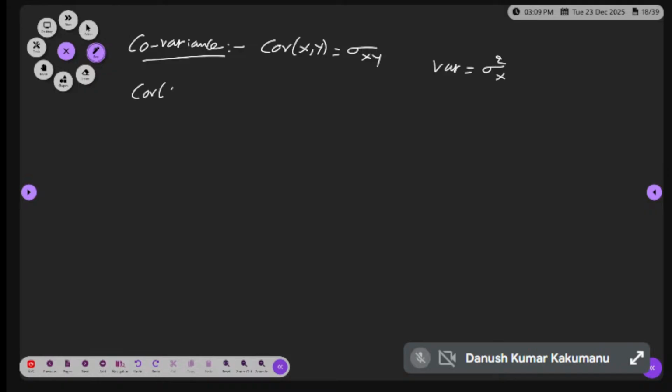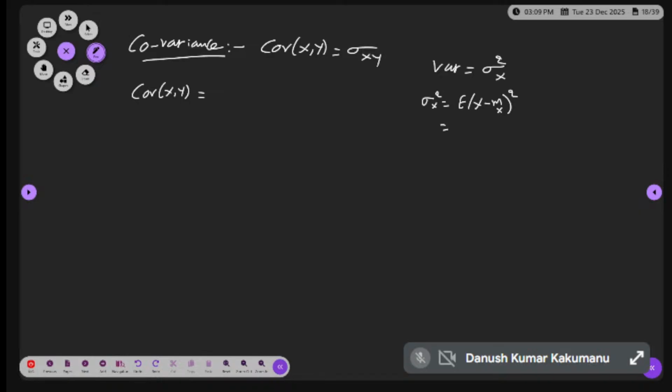Covariance of x comma y. Just listen here. This variance formula only we are modifying. What is the variance formula? All of you know the variance formula is the expectation of (x minus m) whole square. This m means the mean of x.